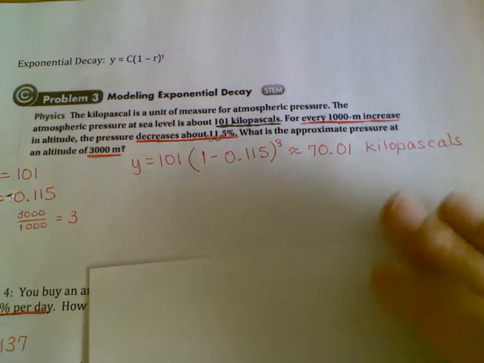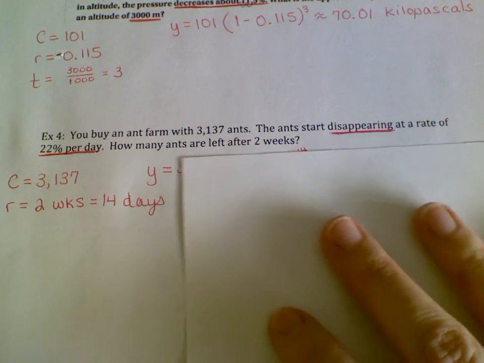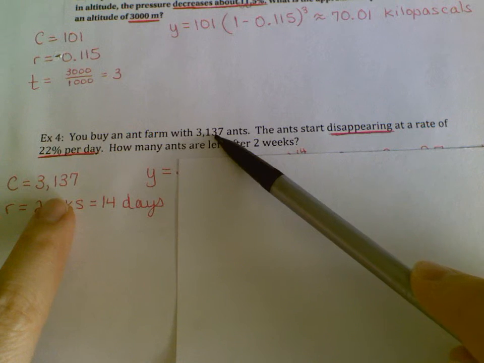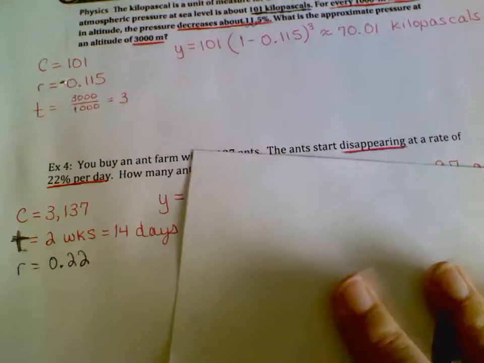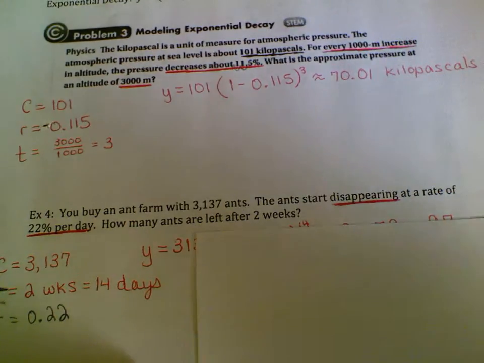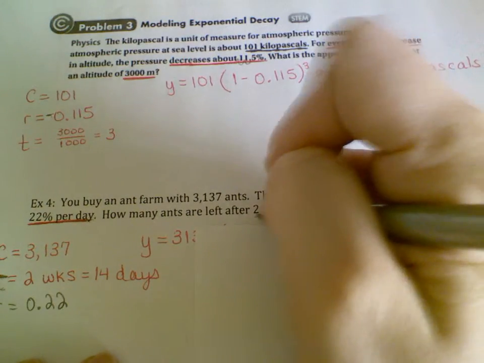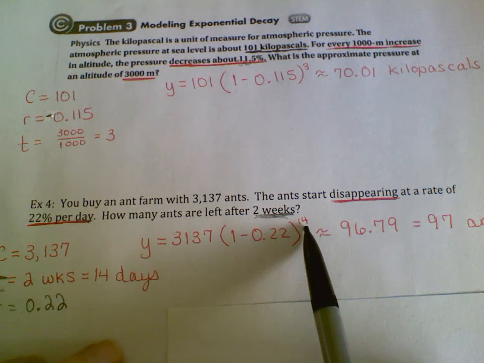Okay, you're going to pause the video and try the last question. Okay, on the last one there, you have an ant farm. So the first thing is pulling out your important information. So I had my initial amount, which was 3,137 ants. Then I had my rate, which is 0.22, and then my time, or my exponential, it's wanting to know after 2 weeks. But notice here it says it's decreasing per day. So changing that wording so that it matches, so 2 weeks is going to change into 14 days. So that's why I'm plugging in 14 for my exponent.